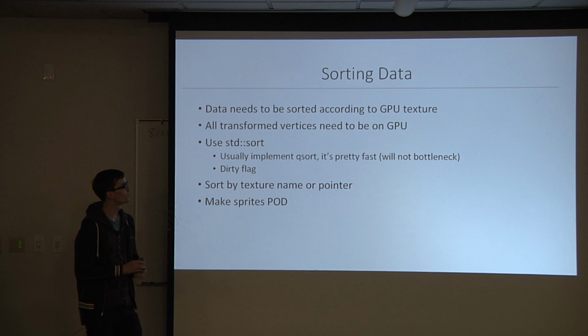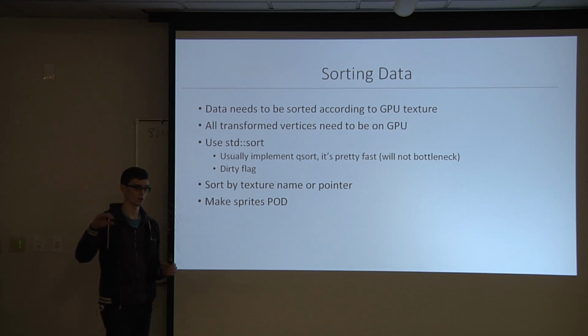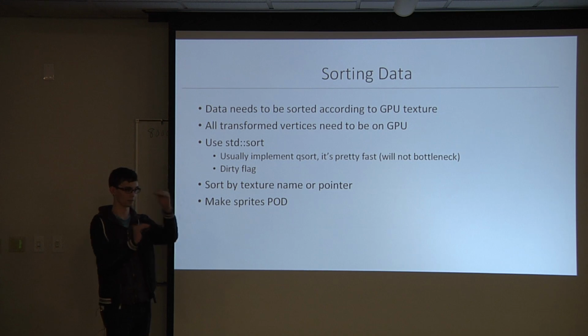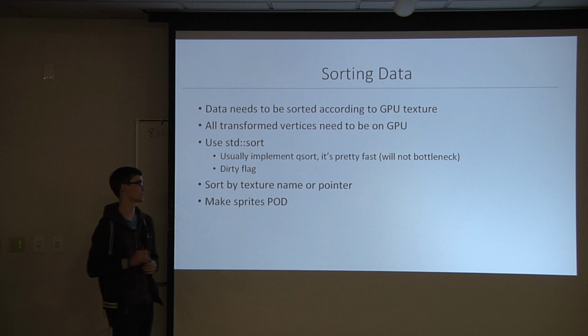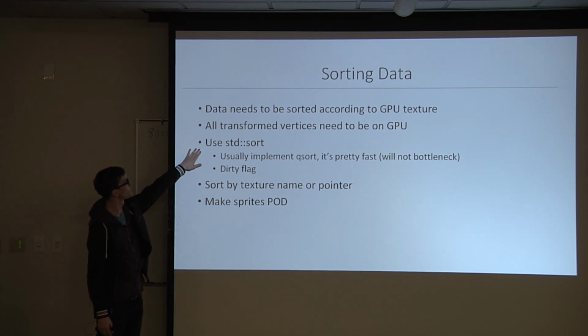There's a reason to sort your data, and the reason is that you need to be able to only send data to the GPU that is specific to one type of texture. Maybe you're drawing a bunch of grass or tiles or something. You want to sort your sprites in your game so that all of them are next to each other in memory, and you can draw all of those in a big array because they're all associated with that tile or that single grass texture. And the easiest way to do this is just to use standard sort.